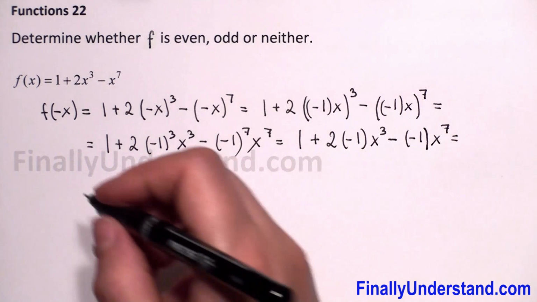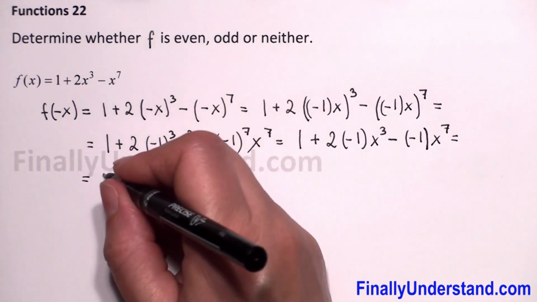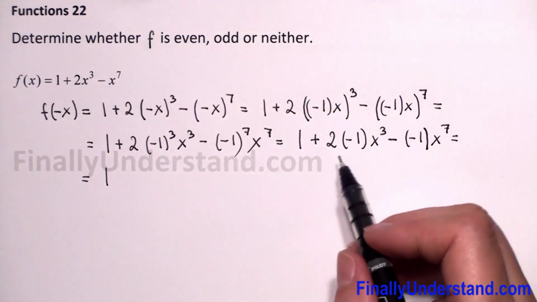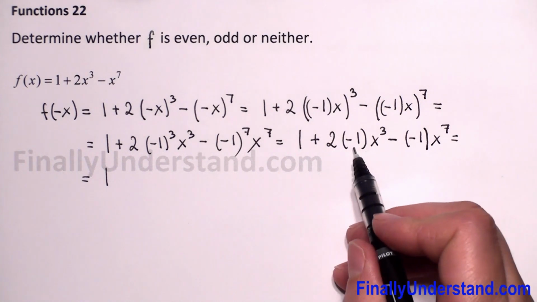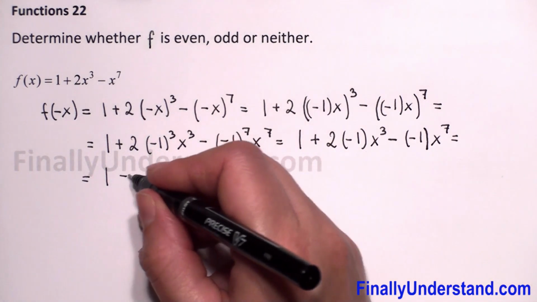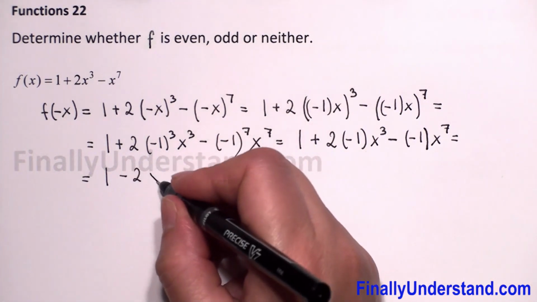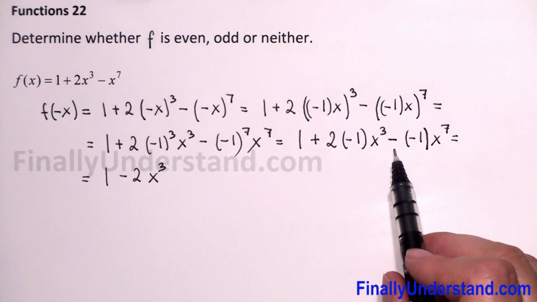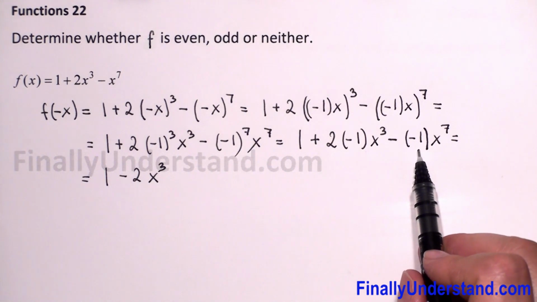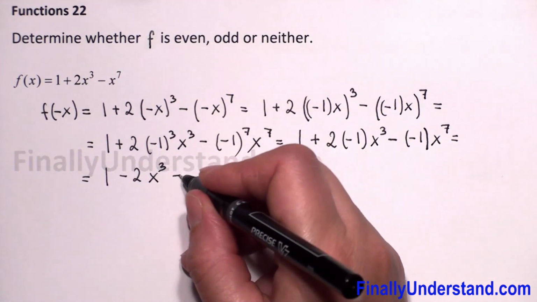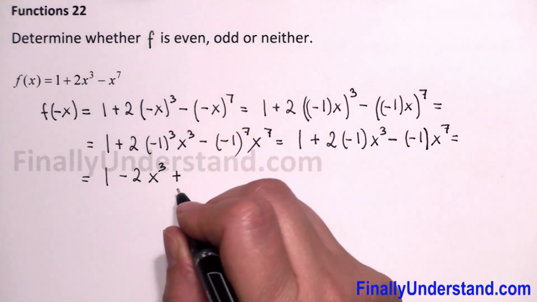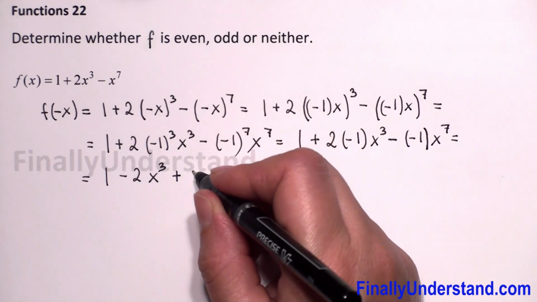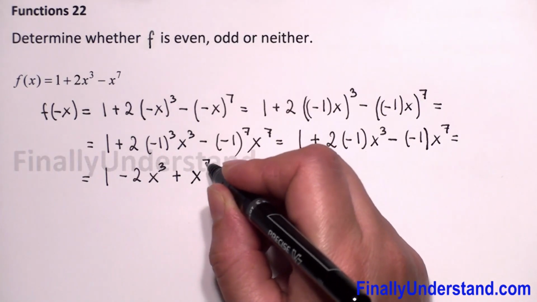This is equal. We copy 1 and we have positive 2 times negative 1 is negative 2 x to third, and we have negative and negative give us positive. 1 times x to 7 power is x to 7.